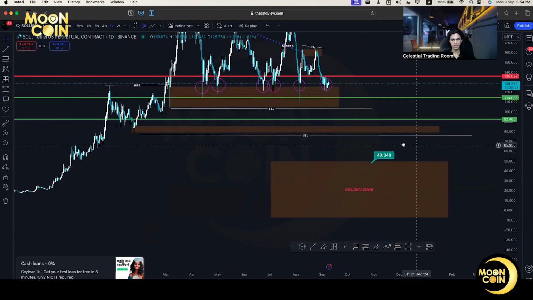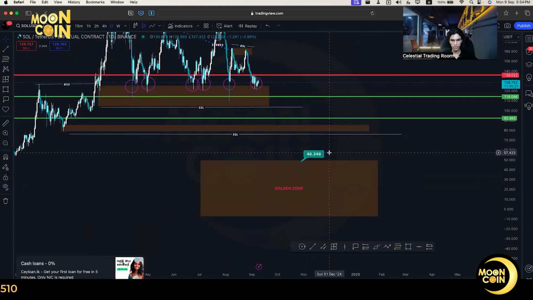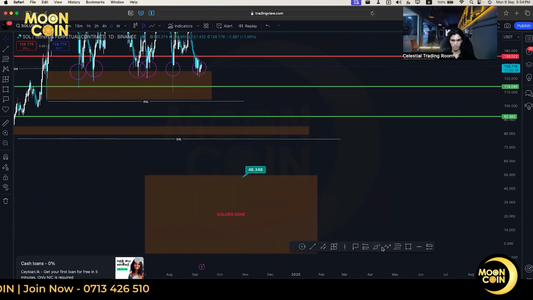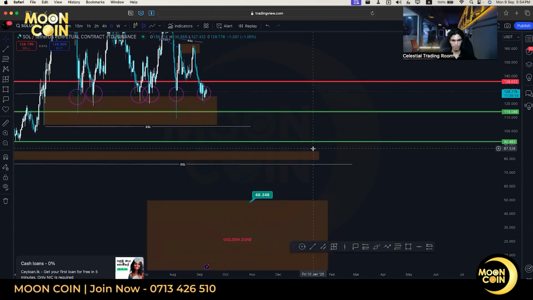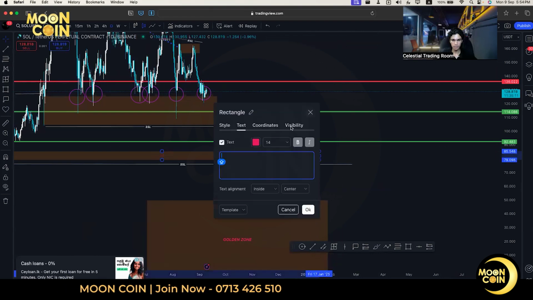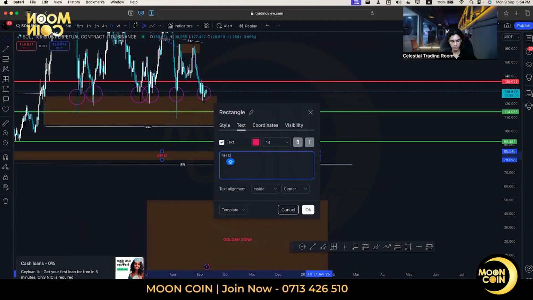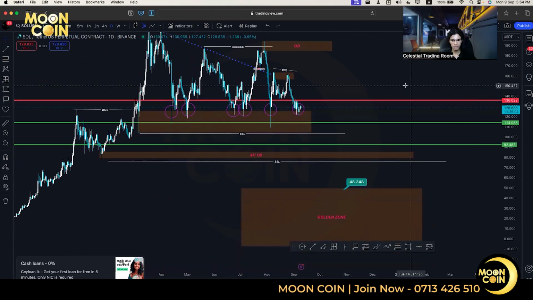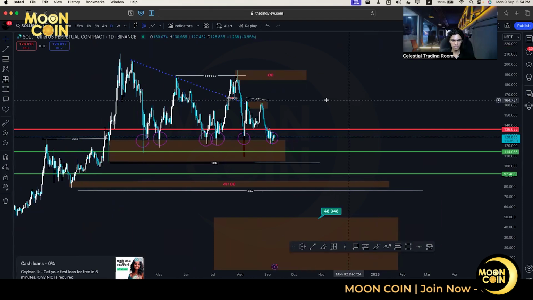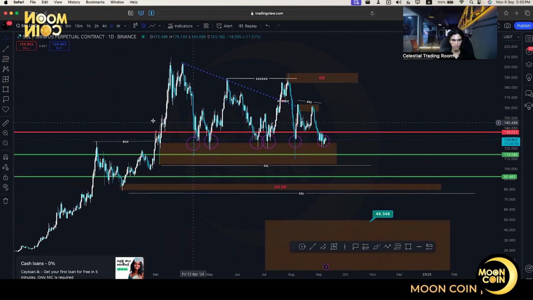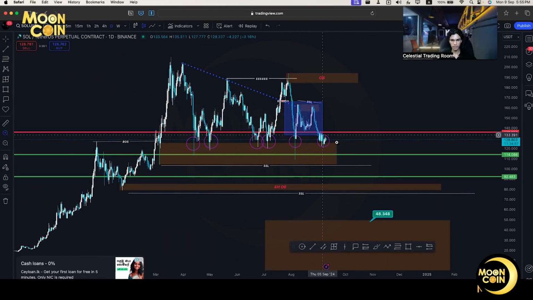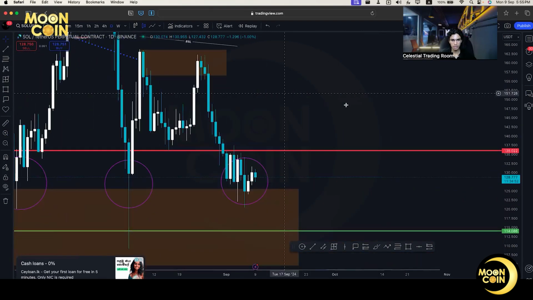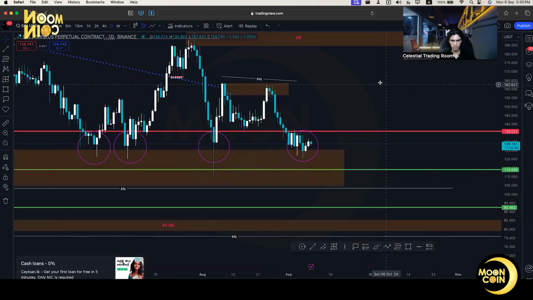The long term goal is what? 48.300. Okay, there's an order block. Wow, order block. In upcoming weeks or a couple of days, we can expect a very big dump, and that's our goal.